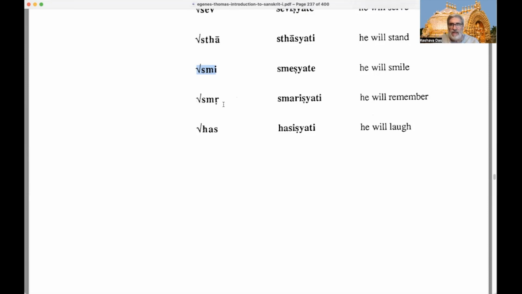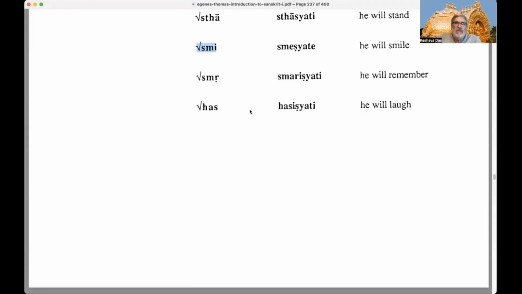Then we get smri, to remember, from which we get smarati, smarataha, smaranti. We know it takes active endings. It's a parasmaipada verb. So smri becomes smar. When it's strengthened, that vowel becomes ar. And then we get smart. We add ishya, which is the future marker, and t, which is the third person singular active ending. He will remember. Smarishyati.